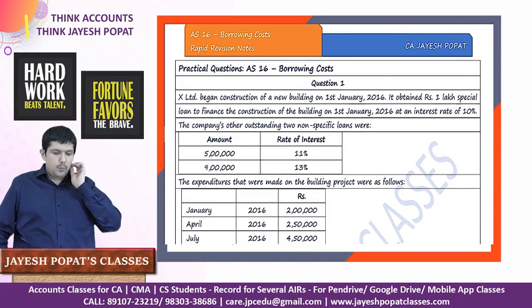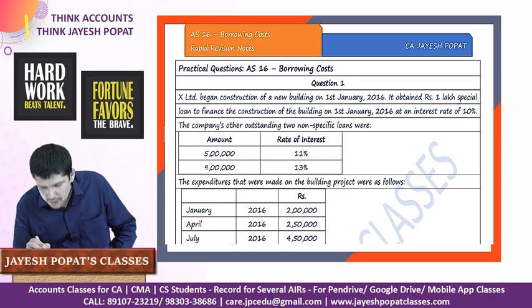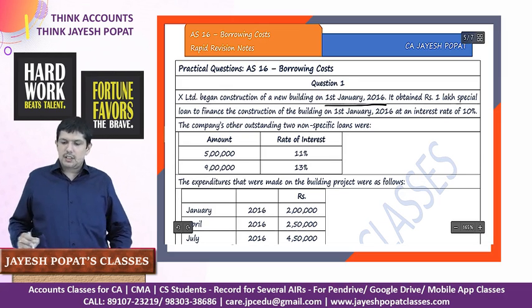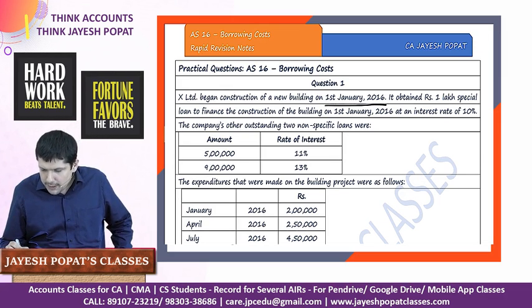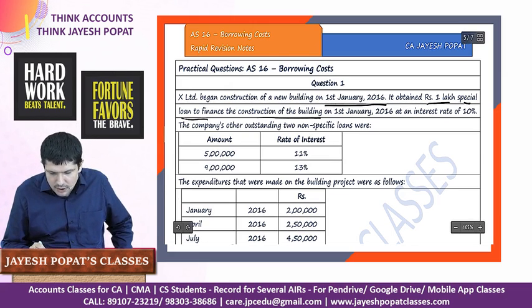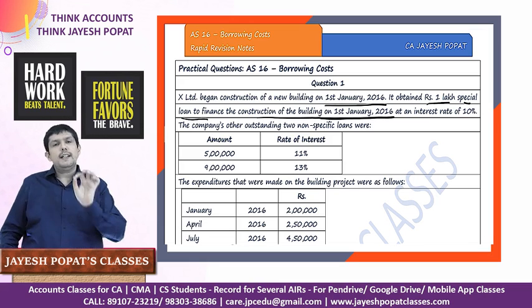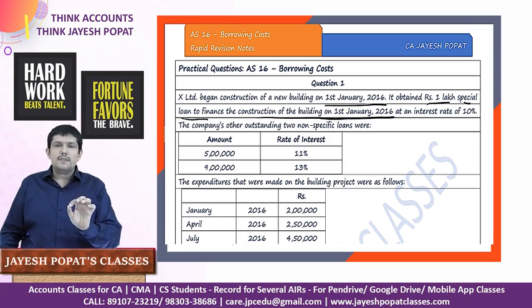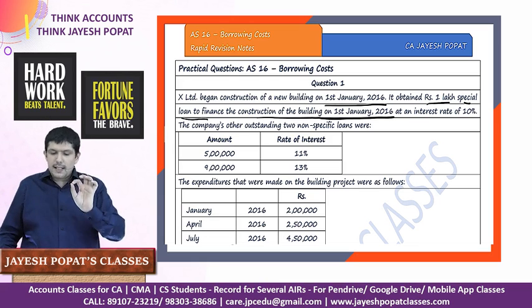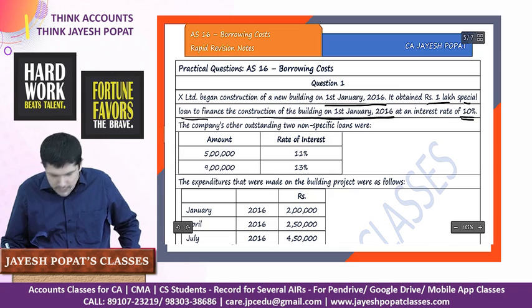Let's come to sum number 1. It says X Limited began construction of a new building on 1st January 2016. It obtained rupees 1 lakh special loan to finance the construction of the building on 1st Jan itself. So this is specific borrowing. Interest expense in relation to the specific borrowing should be capitalized at the rate at which the borrowings have been taken, at an interest rate of 10%.